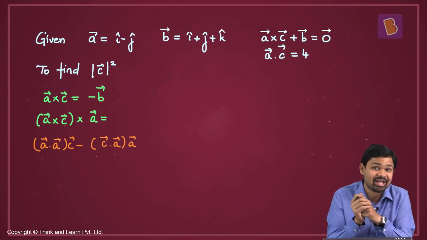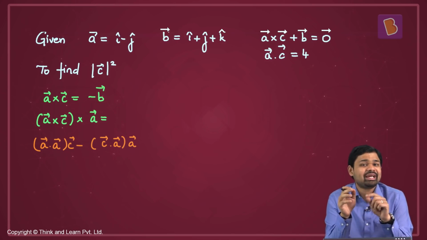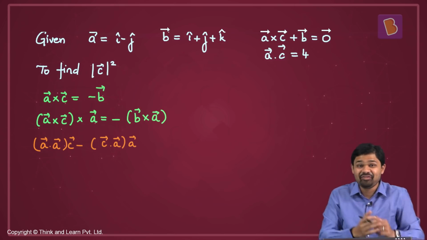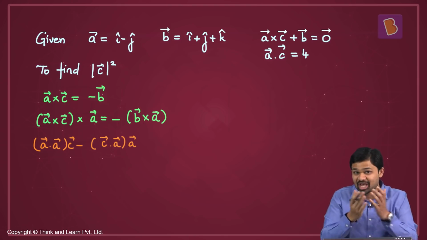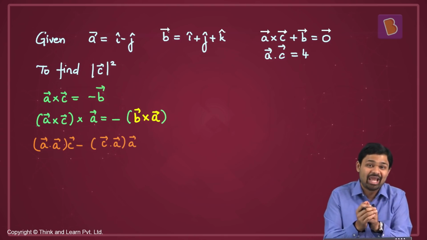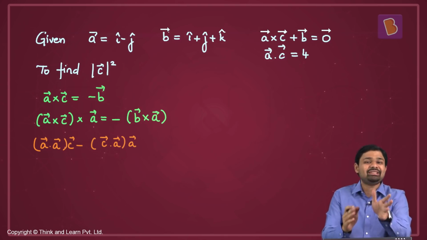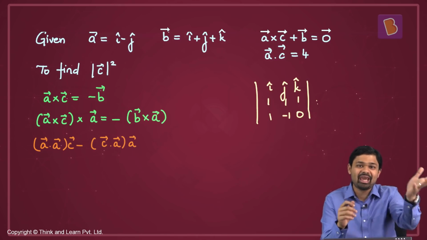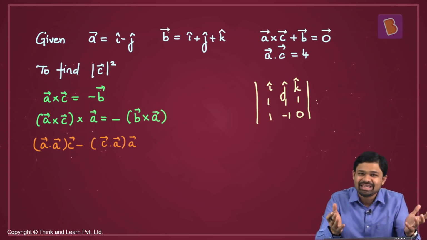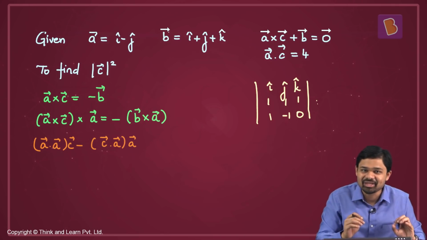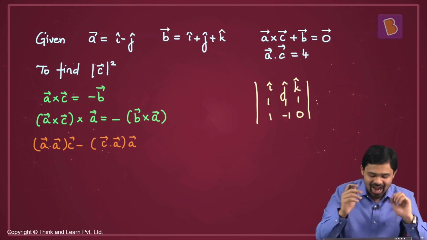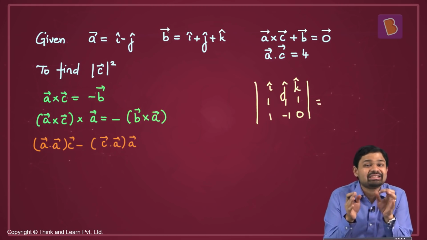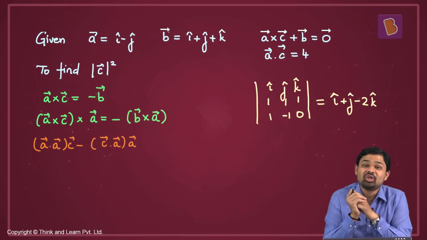I'll have to cross the right hand side also with A, which means I get the negative of B cross A. Can I not find out B cross A? I can definitely find out B cross A, isn't it? Because I know what is vector B, I know what is vector A, so B cross A can be easily found out, and I'm going to use the determinant method to find out what is B cross A. Here is the determinant method, a very easy method. And using this determinant method, I arrive at what is B cross A. So my B cross A is i plus j minus 2k.